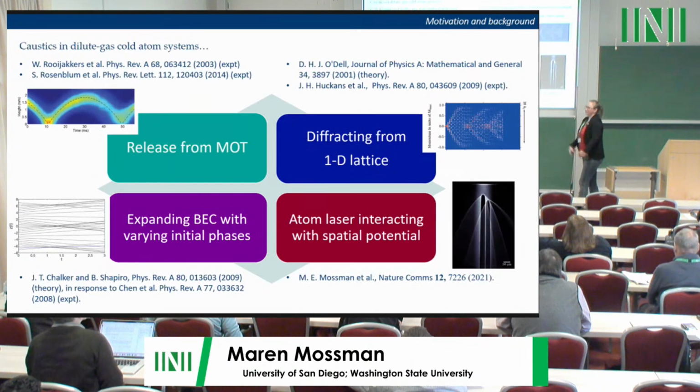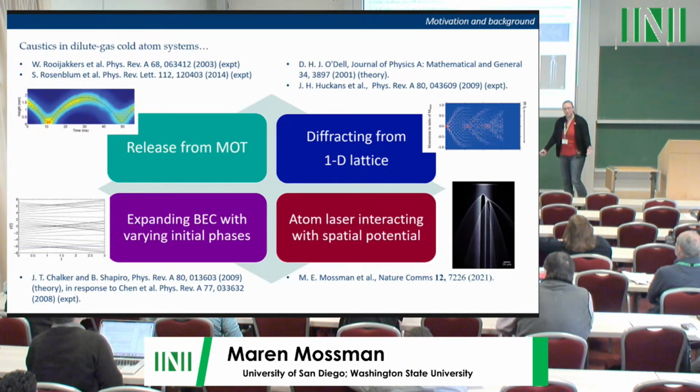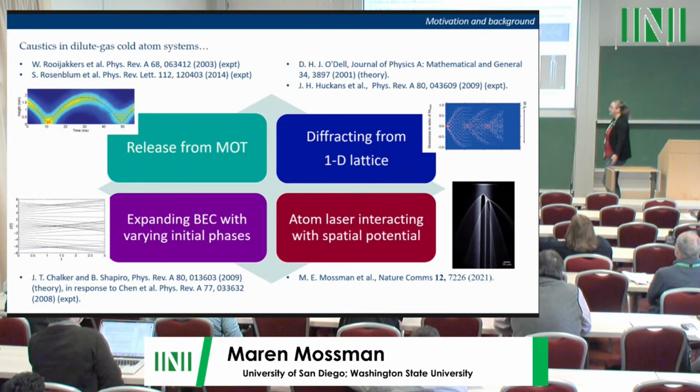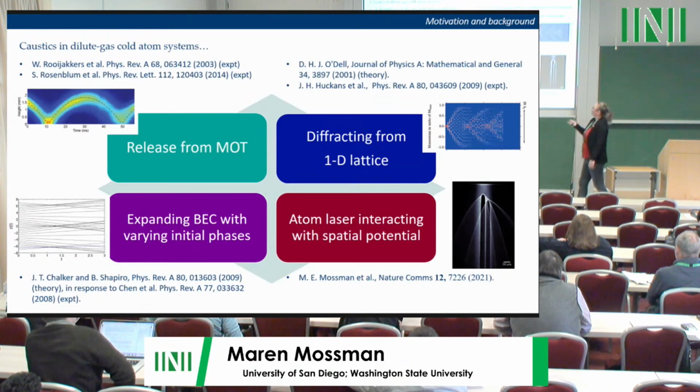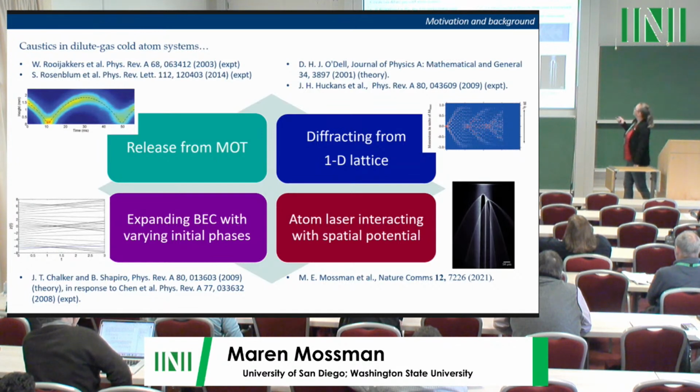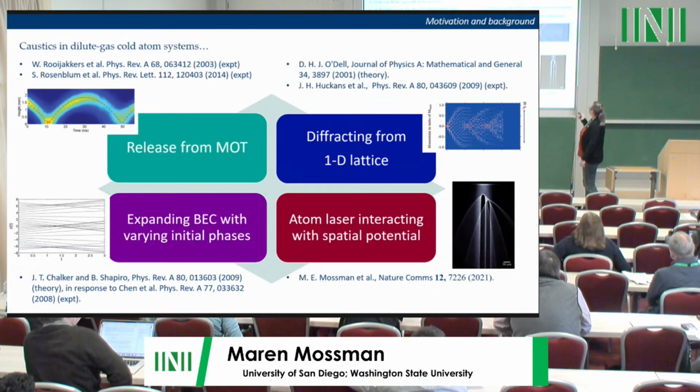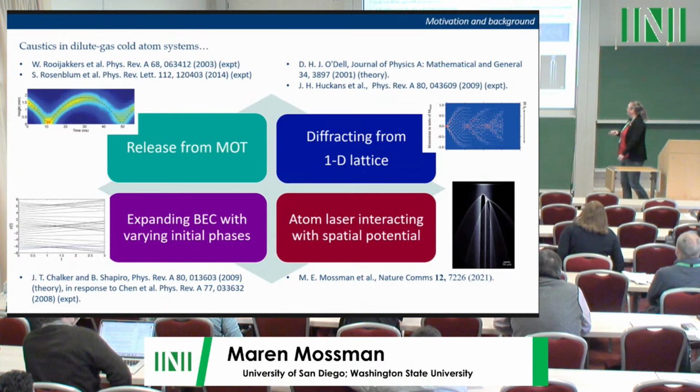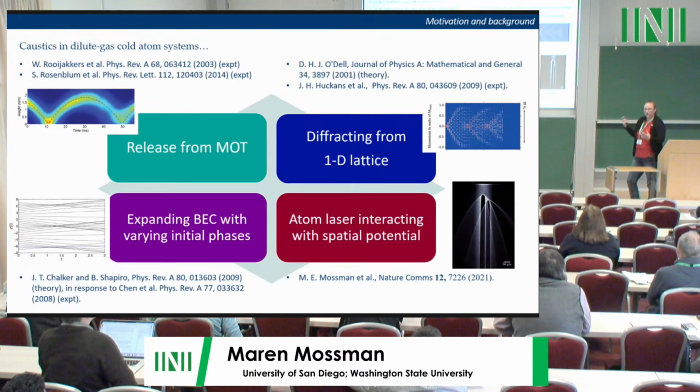All right, so it's not totally unheard of for people in cold atoms to be wanting to look at caustics. It has been done by some other people. So this is being released from a magneto-optical trap. That was this work right here in 2014. Here's an example of that experiment. Of course, these are individual time slices that were put together. Here is some work done in 2009 from diffracting from a 1D lattice. Again, these are individual time slices. They aren't one full picture.